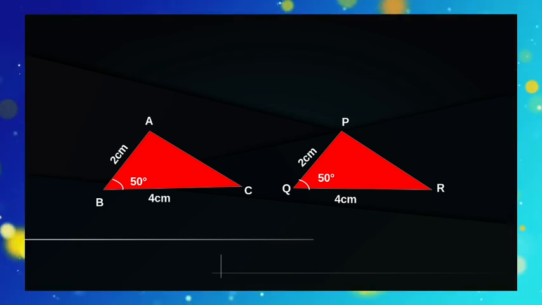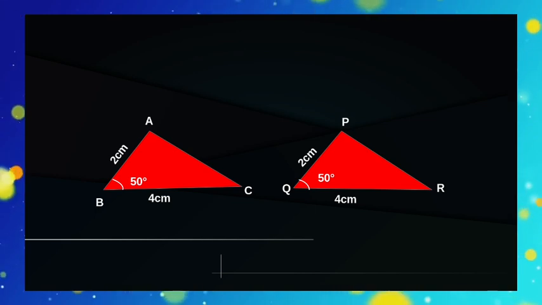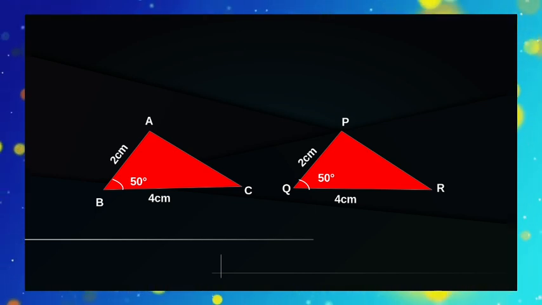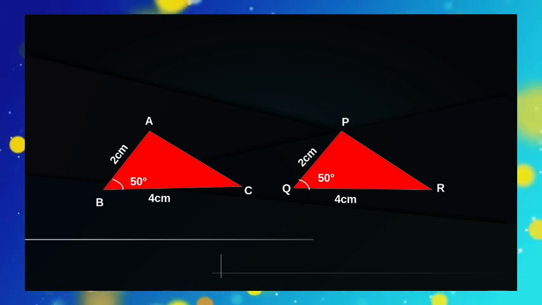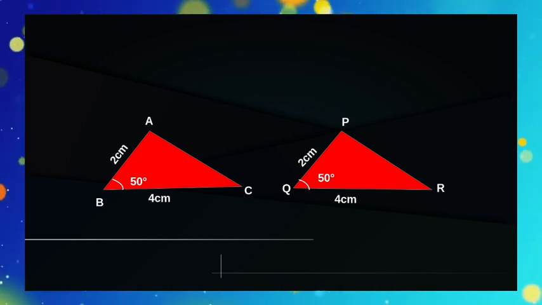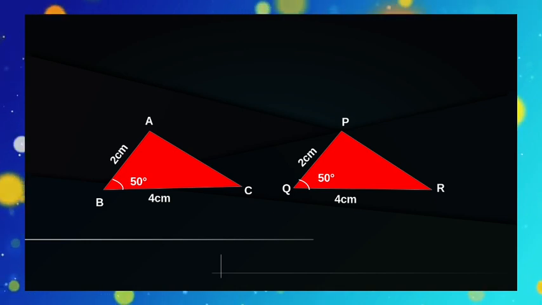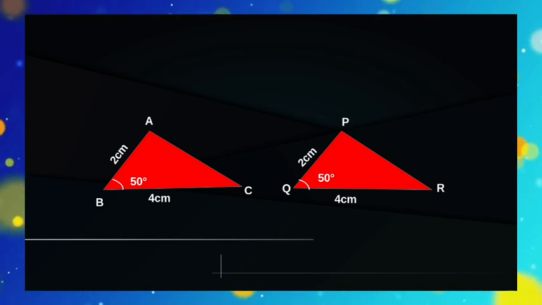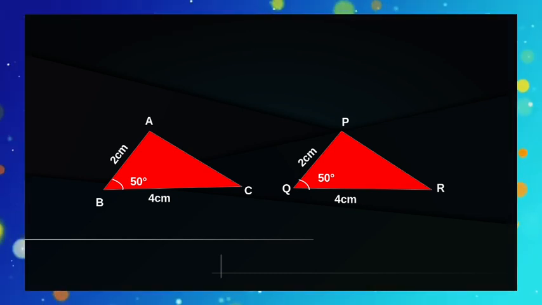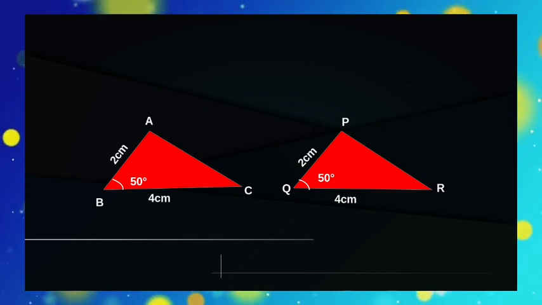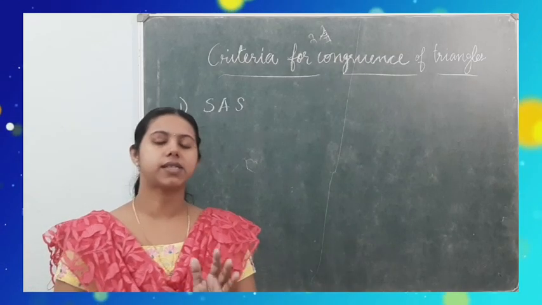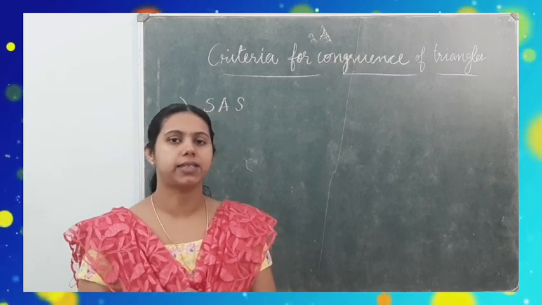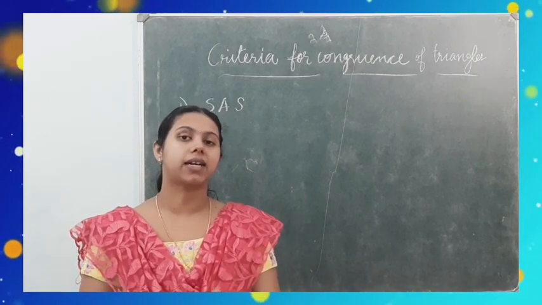Now what can you say about congruence of triangle ABC and triangle PQR? Do you observe that the equality of two sides and the included angle is enough for the congruence of triangles? Yes, it is enough. When you keep triangle PQR on top of triangle ABC, they will coincide with each other. So we can say that the equality of two sides and the included angle is enough for the congruency of two triangles. So this is the first criterion for congruence of triangles, that is SAS, side, angle, side.